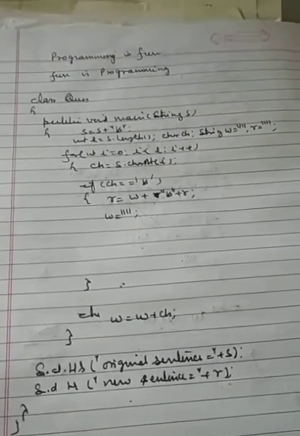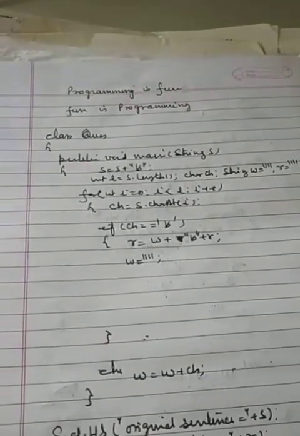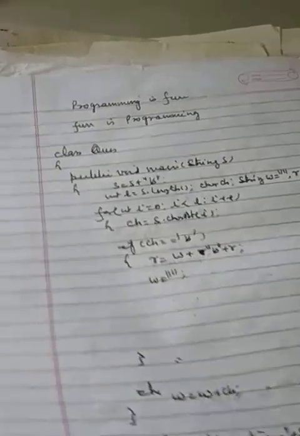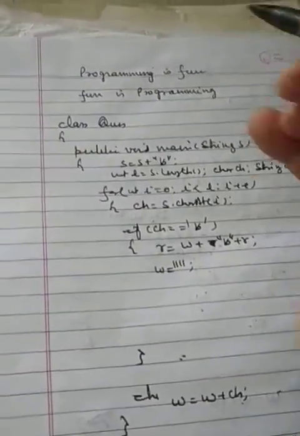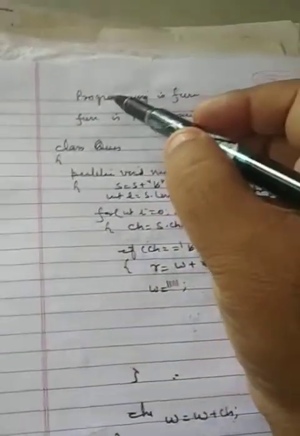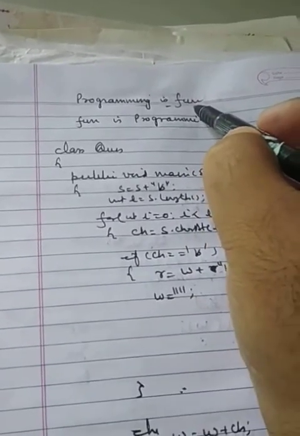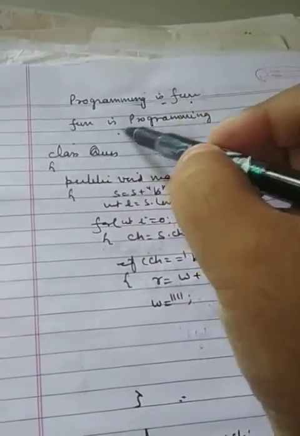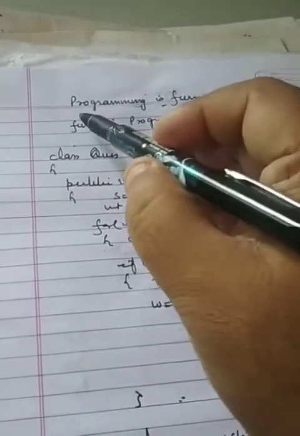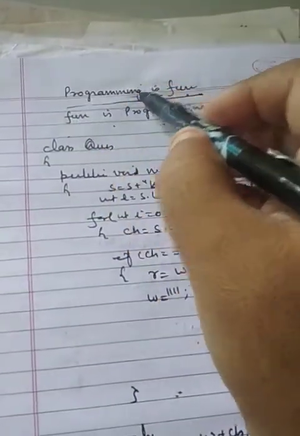Now last time I told you how to pick a word from a given sentence. Today, related to that particular topic, we are doing a few questions. The very first question is we have a sentence, say, programming is fun. Now we have to print this sentence this way: fun is programming. Now again we have a sentence, we have to pick a word.